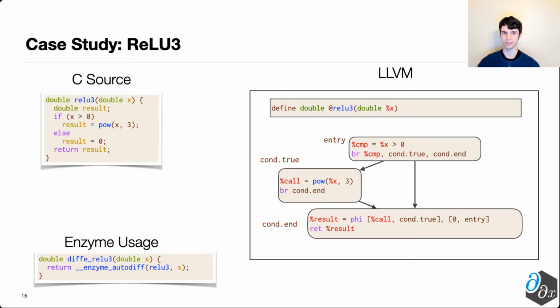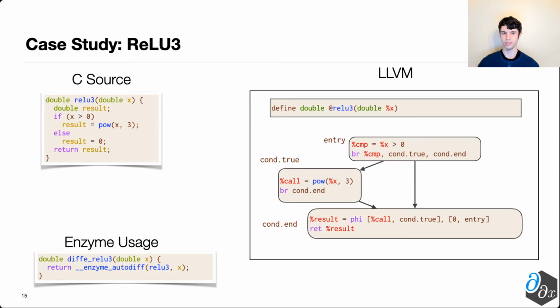Let's look at this in practice. On the left, we have C code for ReLU3, a function which computes ReLU of x cubed. On the right, we have the LLVM for this function. This is shown in a CFG, or control flow graph. Specifically, we have various nodes in the graph that correspond to a series of instructions, where edges between the graph denote changes in the control flow. For example, at the top, we have the entry block where we check whether or not x is greater than 0. If it is, we go ahead and compute x cubed. If not, we go ahead and directly return as shown on the bottom.